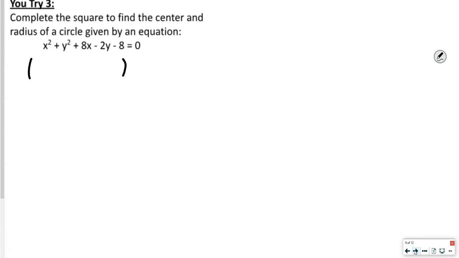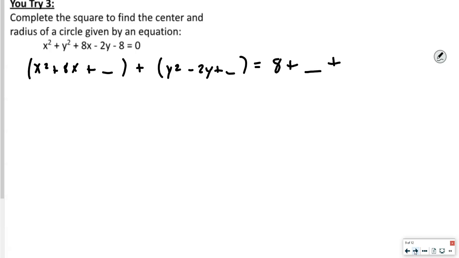So here again, we create our 2 sets of parentheses. We're going to do x squared plus 8x plus blank, y squared minus 2y plus blank. Going to move the 8 to the other side by adding it. So we've got a positive 8 now, plus our blank, plus our blank.